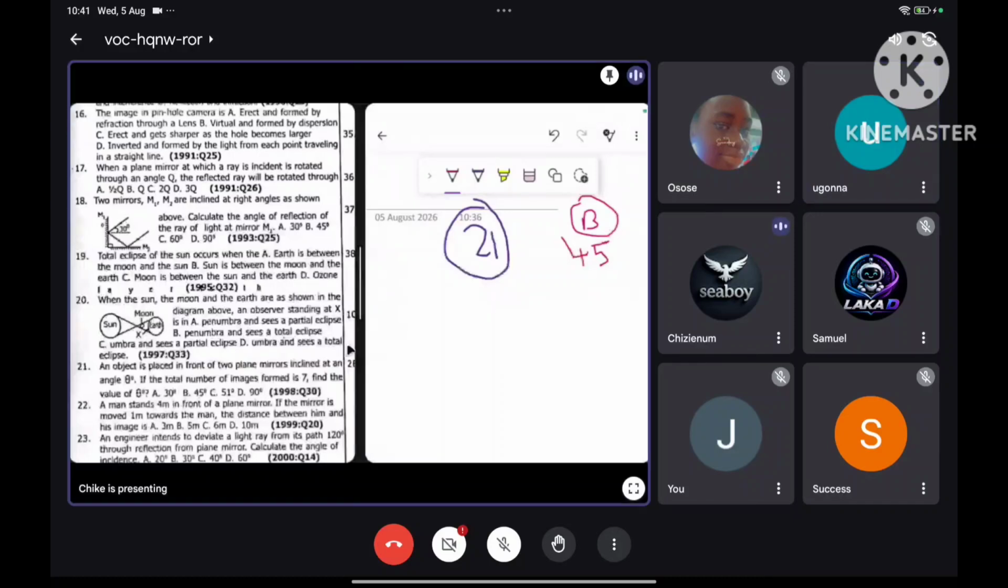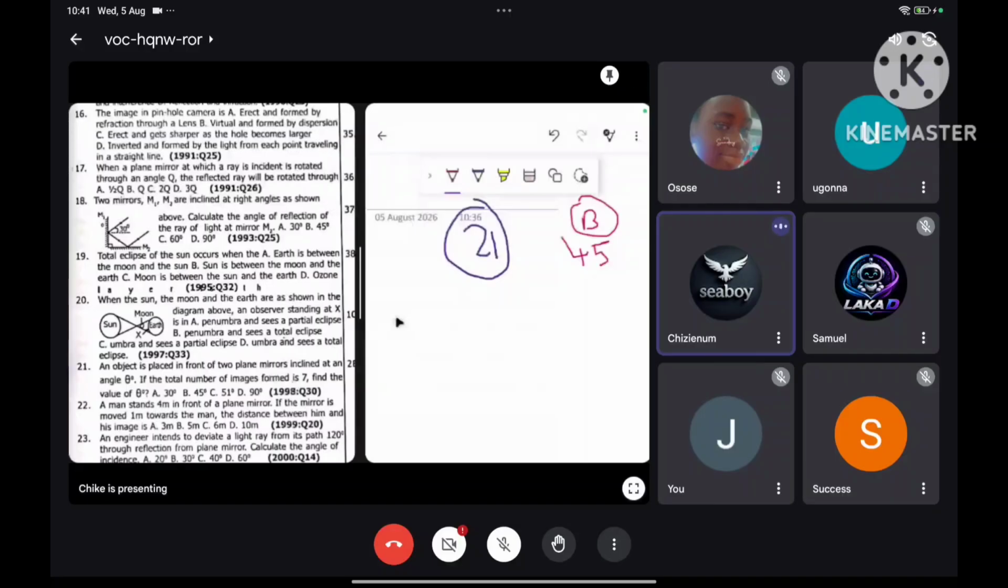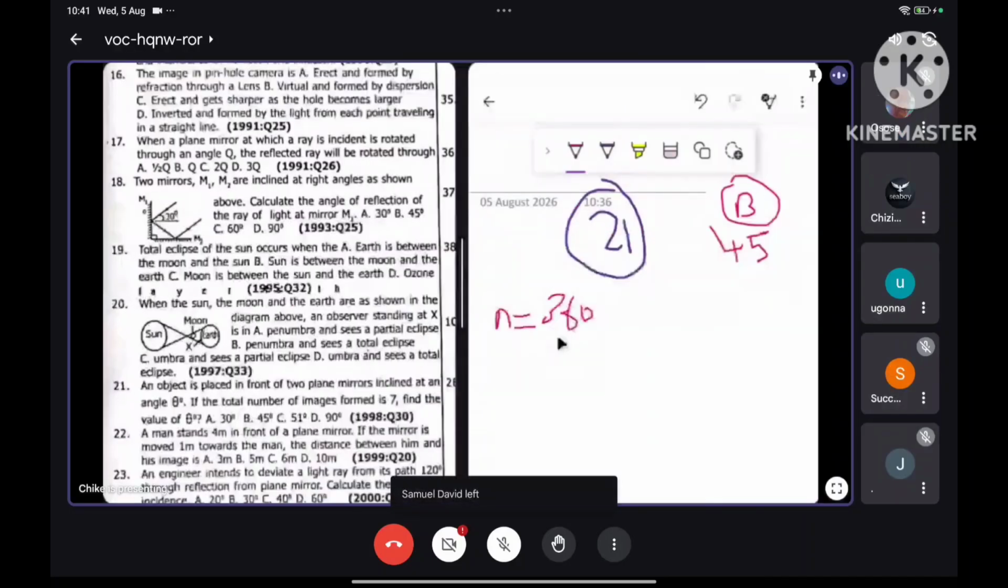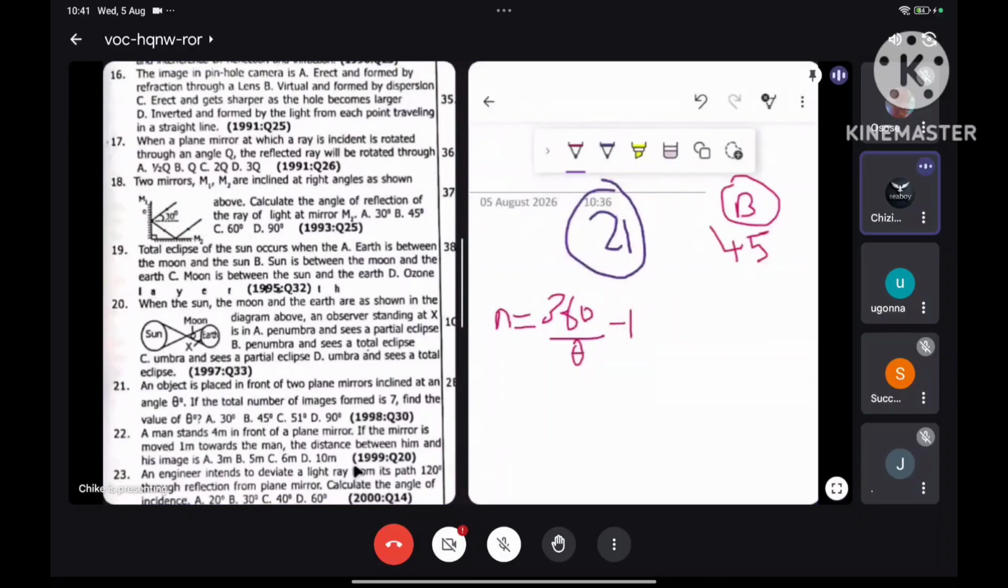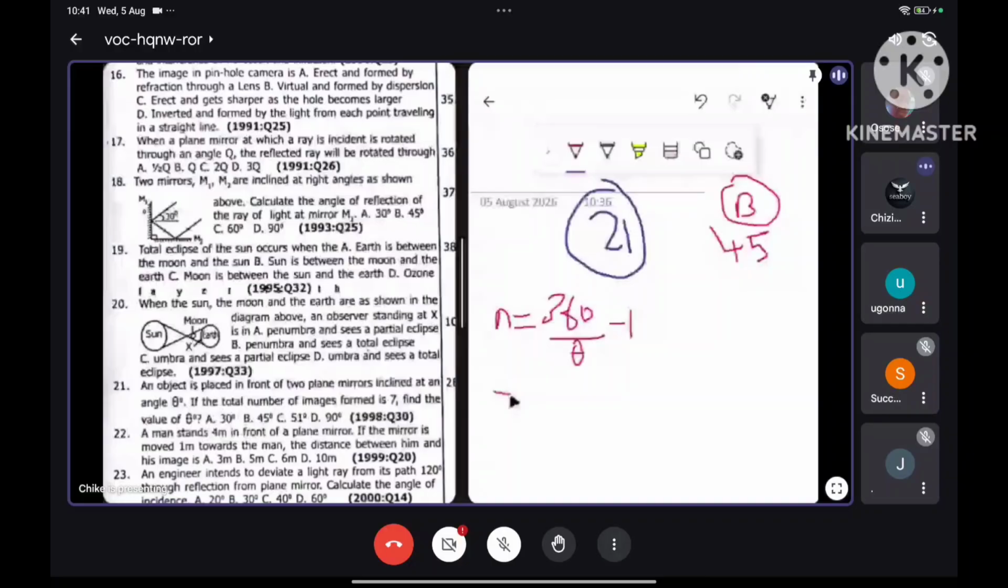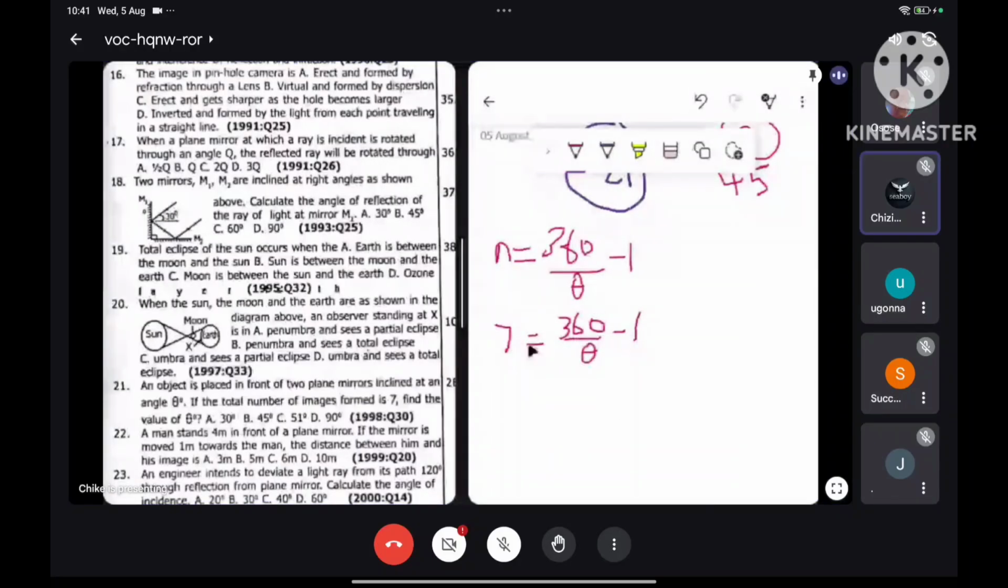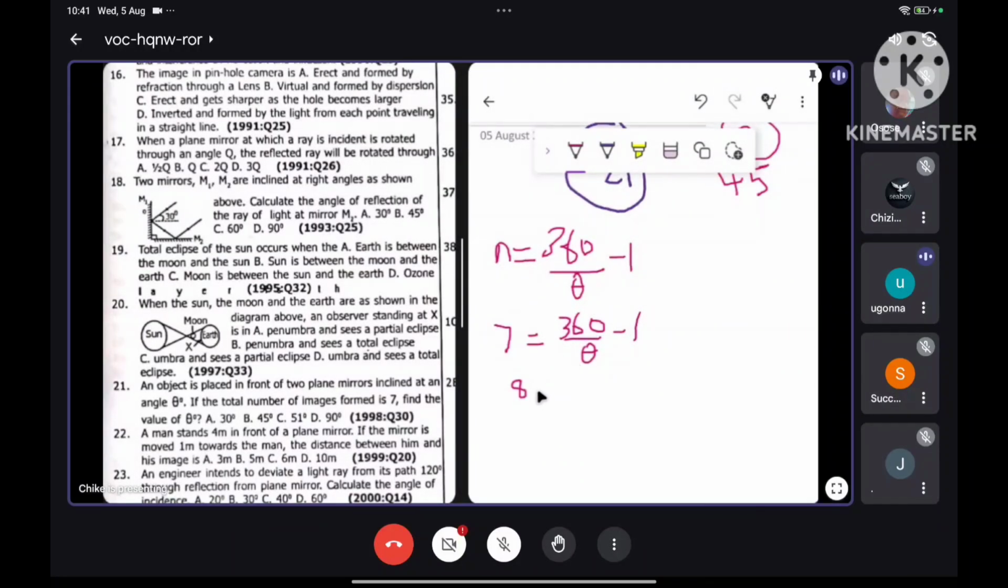So an image is placed in front of two mirrors, inclined at an angle theta. The number of images formed is 7. The number of images formed is given by 360 over theta minus 1. Are we following? So the question told us that the number of images formed is 7, so 7 is equal to 360 over theta minus 1.